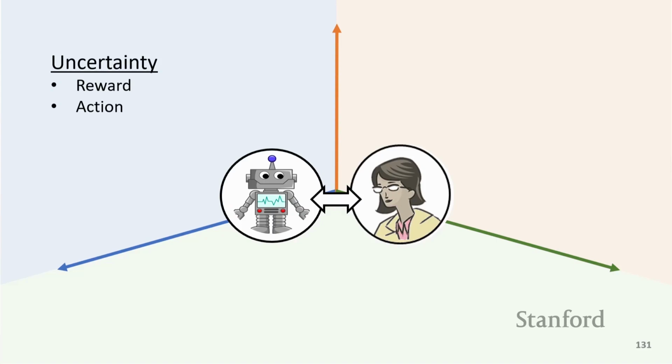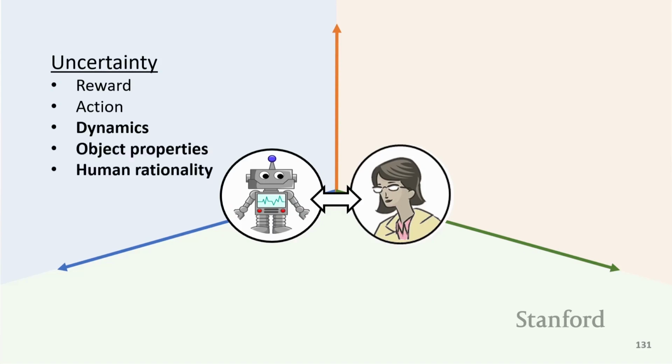But there's also uncertainty that these robots are going to have over their dynamics, over how the world works, over object properties and affordances, and even uncertainty over human rationality. How rational is a human? How good are they at giving me this type of feedback? And ideally, we can use efficient interactions with people in order to help robots reduce their uncertainty and manage their uncertainty in all these different aspects.